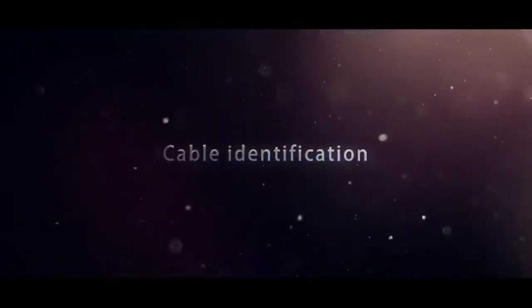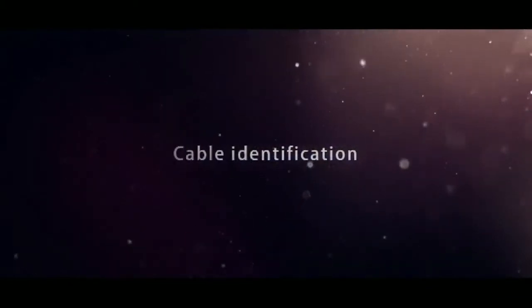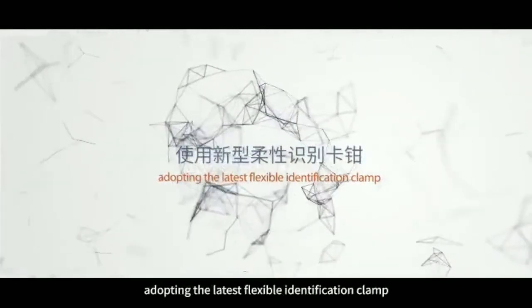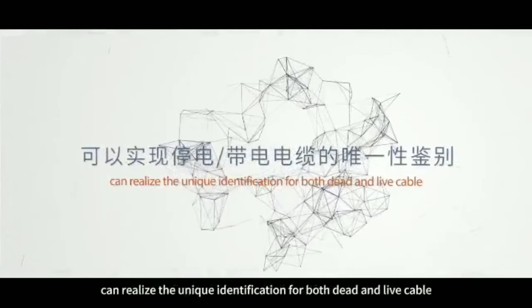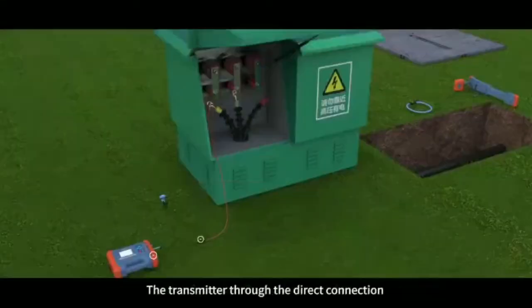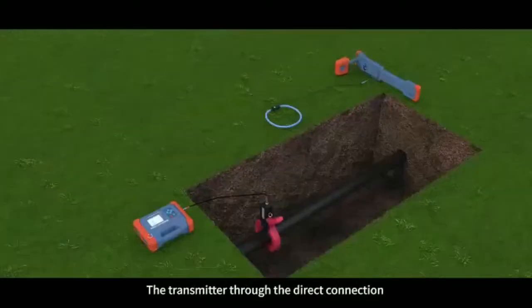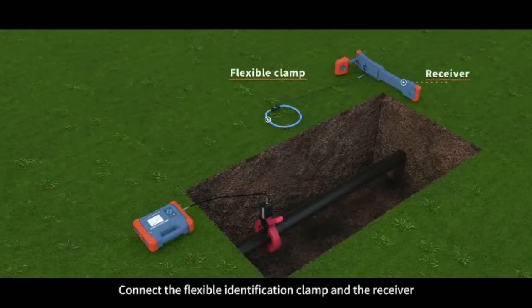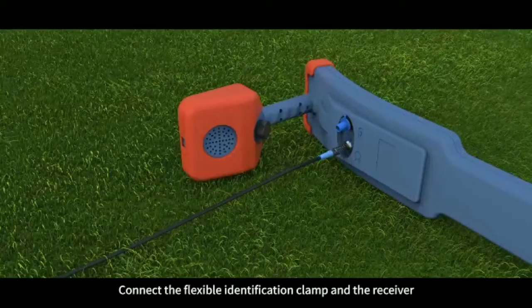Cable identification. The latest intelligent underground pipe locator, adopting the latest flexible identification clamp, can realize unique identification for both dead and live cable. The transmitter, through the direct connection or the transmitting clamp, applies a special composite frequency signal to the cable. Connect the flexible identification clamp and the receiver.